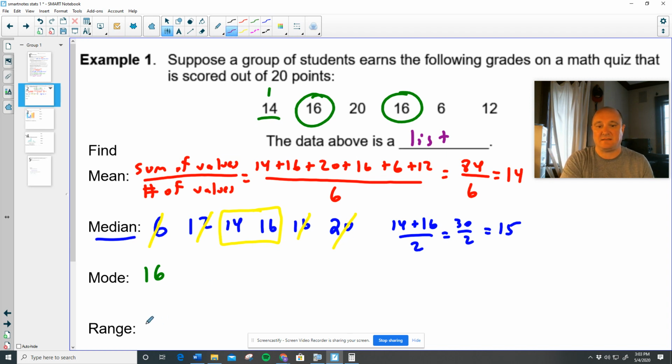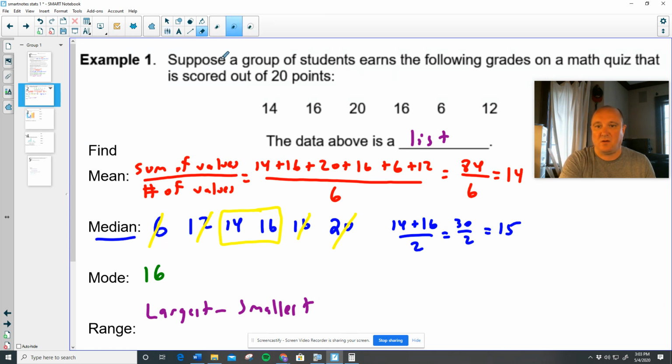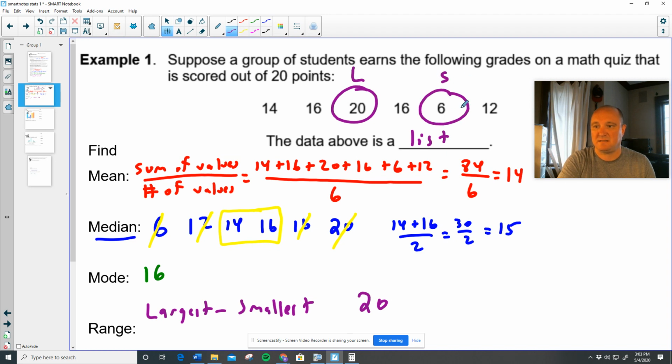Finally, that takes us to the range. The range is the largest value minus the smallest value. So I look at my data set and I say, all right, what's the largest value in this data set? Oh, here it is. It's 20. What's the smallest value in this data set? Oh, here it is. It's 6. So I take 20 minus 6 and I get 14.